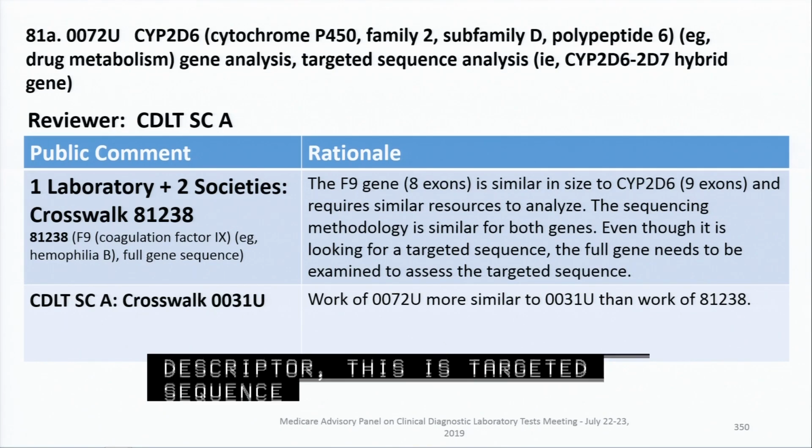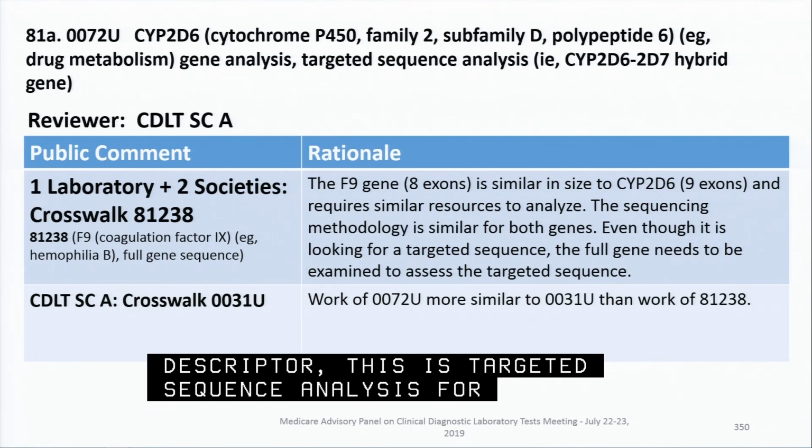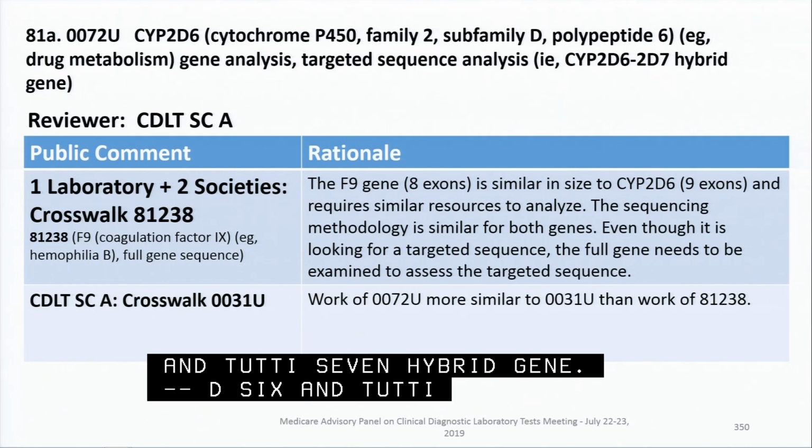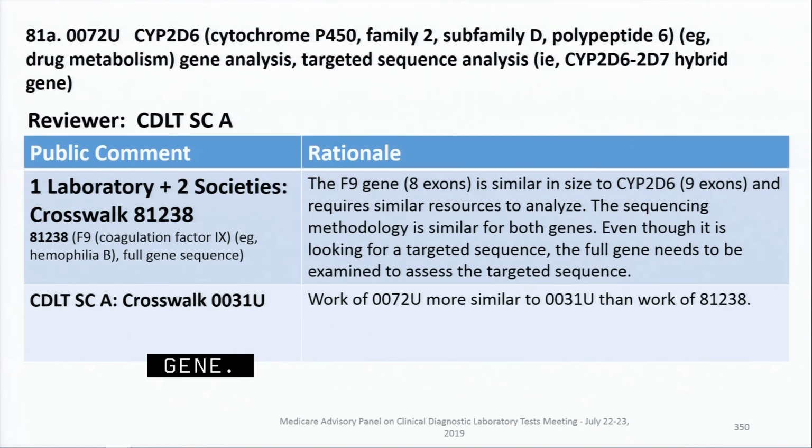But from what we can tell from this descriptor, this is targeted sequence analysis for this CYP2D6, 2D7 hybrid gene. And so if the presenter would come up and explain to us the extent of work for this particular code, because the best that we could tell, this seemed more similar to common variant analysis, like for 0031U, which is CYP1A2 common variant analysis. So, Ms. James, can you just come a little closer to the mic?